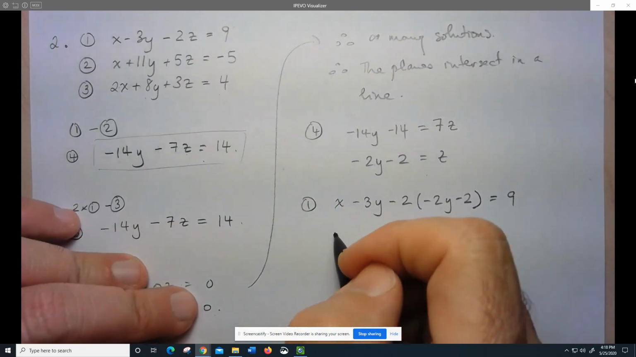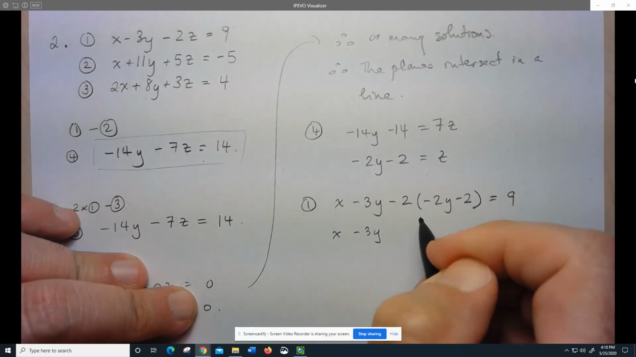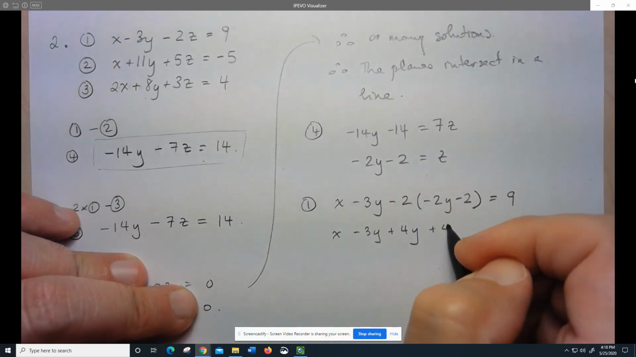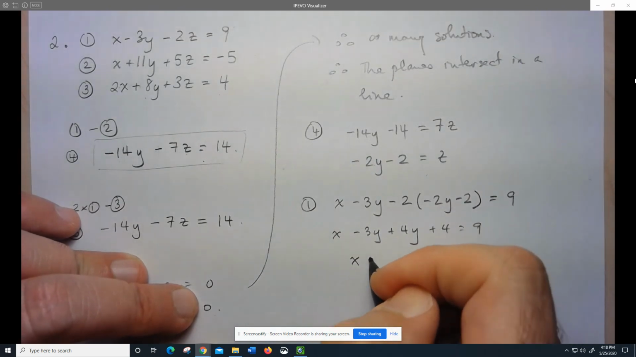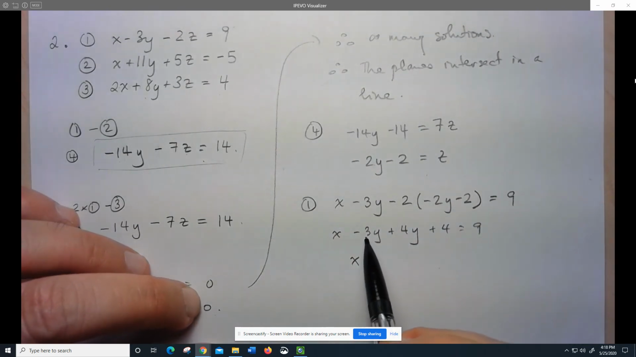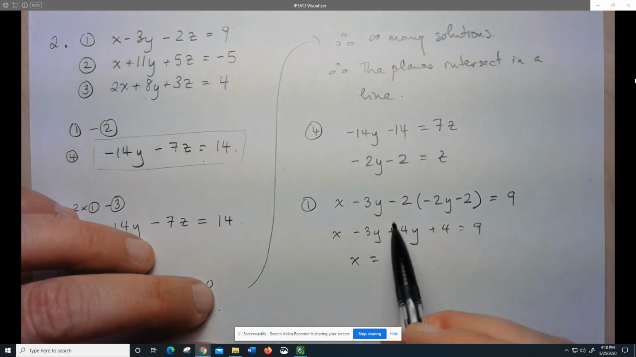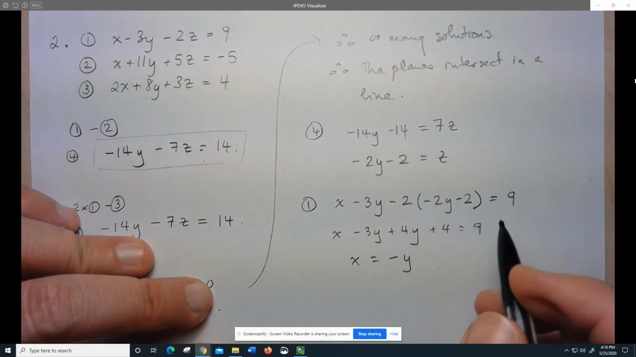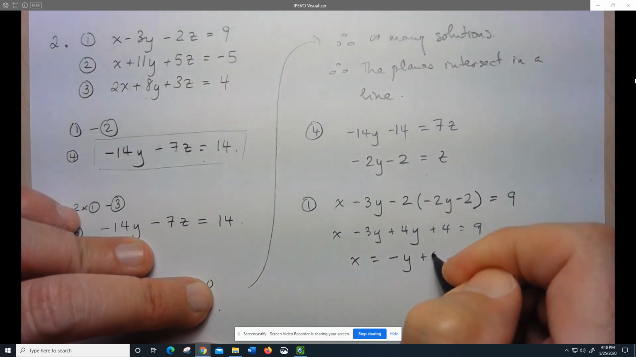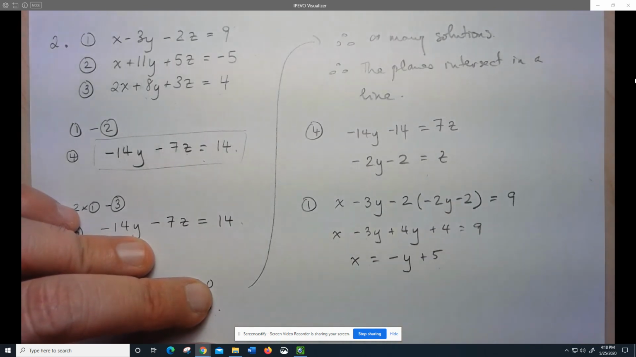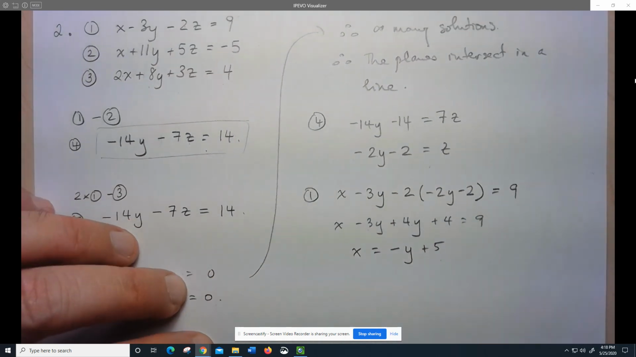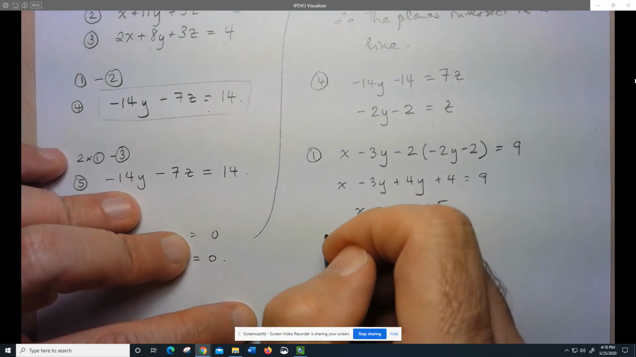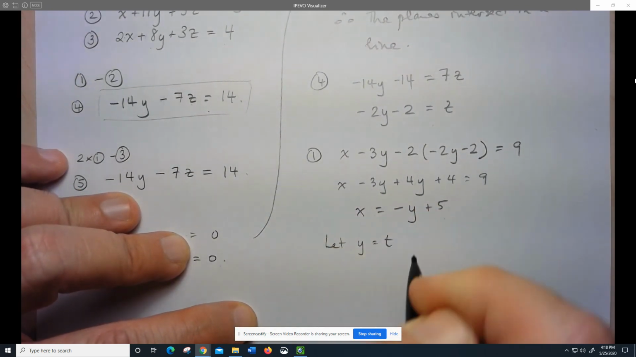And let's clean this up here. So x minus 3y, this is going to be plus 4y, this is going to be plus 4 equals 9. So x is going to be equal to, negative 3 plus 4 is 1. Bring that to the other side, negative 1, so negative y. And then 9 minus 4 is 5, negative y plus 5. So what have I managed to do? I managed to write z in terms of y, x in terms of y. So I'm going to let y be my parameter.